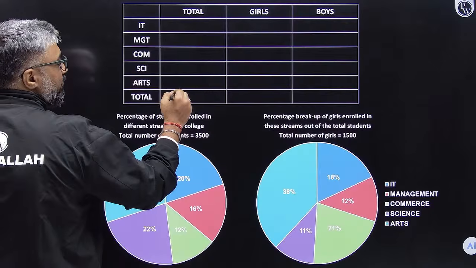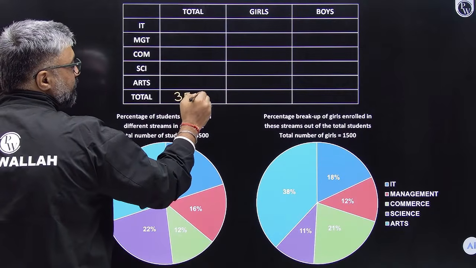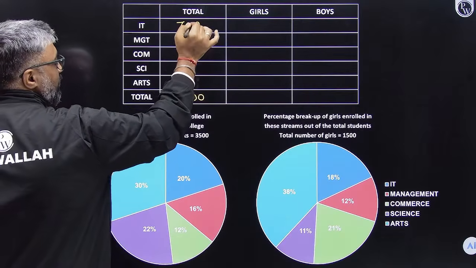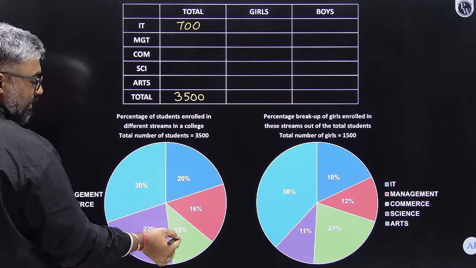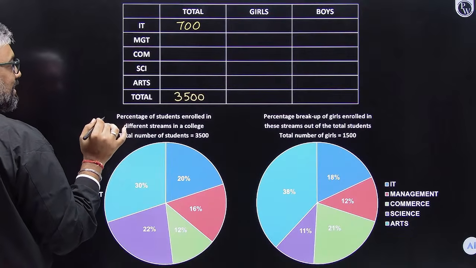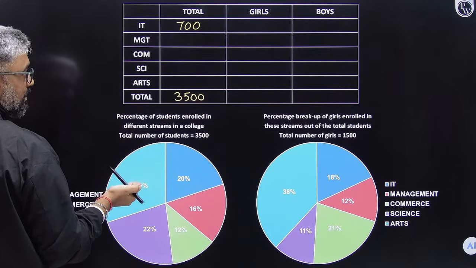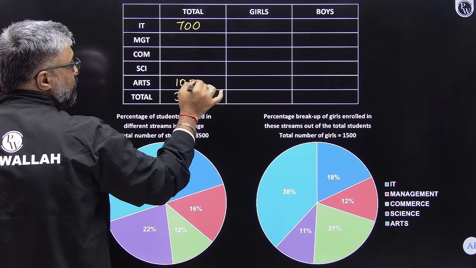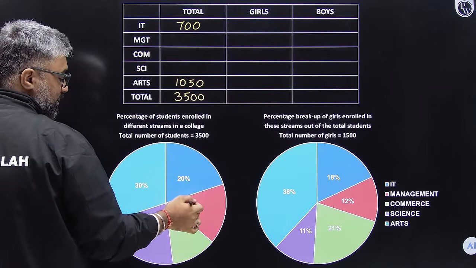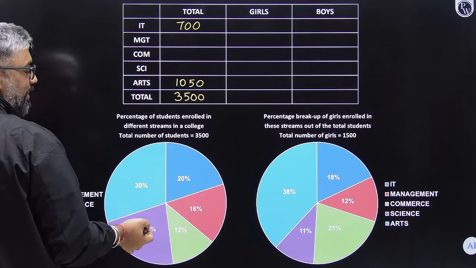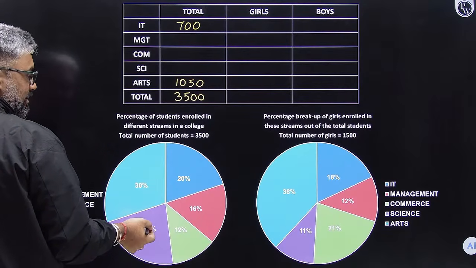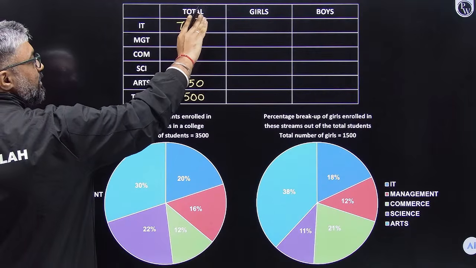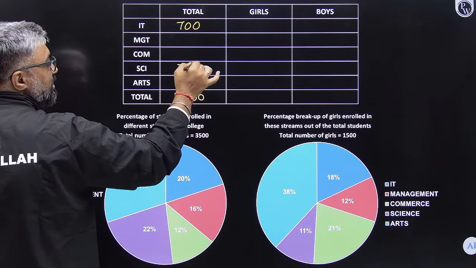Say 3,500 total students. IT has 20%, which would be how much? 700. Then 16%, 12%, 22% and 30%. So 30% is how much? 350 added to that, which would be 1050. How about 22%? 22% is basically 20% plus 2%. So 20% I have, 2% would be 70. So this would be 770.